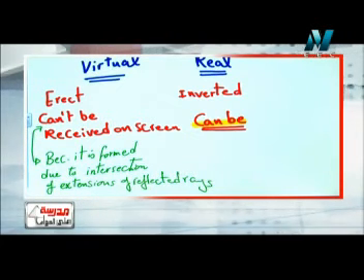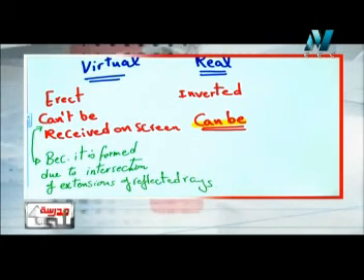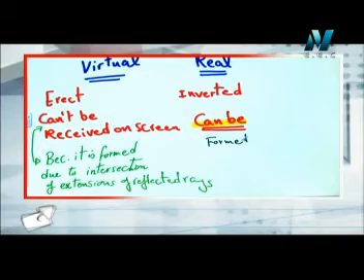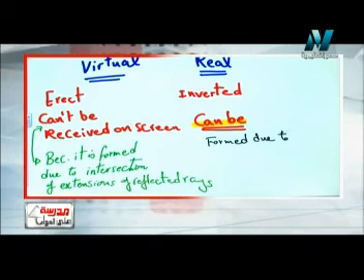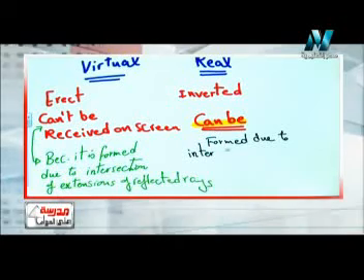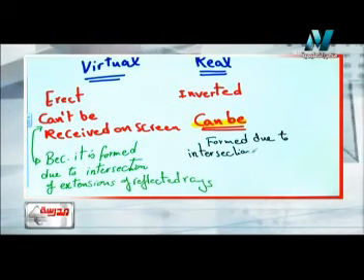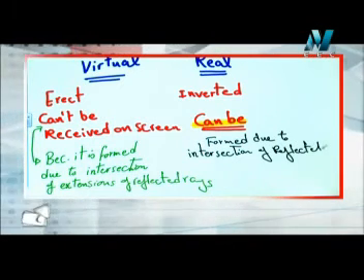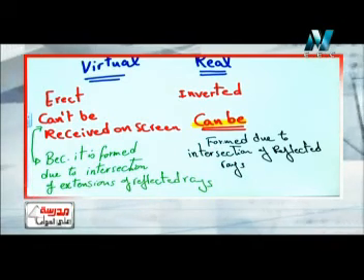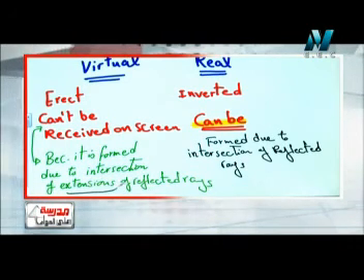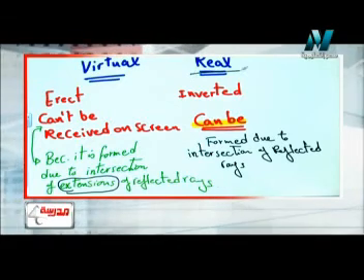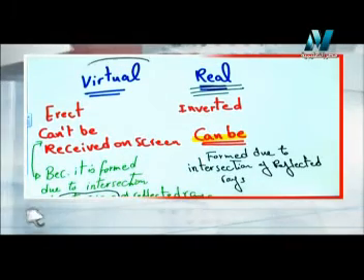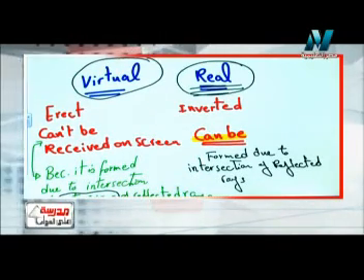انما لو جينا نتكلم على ال real image اقول له formed due to intersection of reflected rays. على طول يبقى هشيل كلمة ايه؟ Extensions. In what? In real image. So here, dear students, we can differentiate between virtual image and real image.